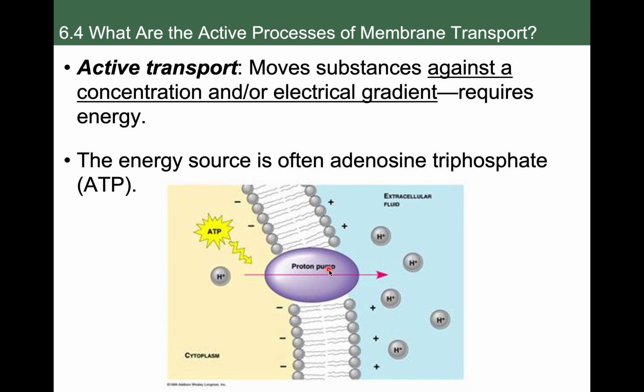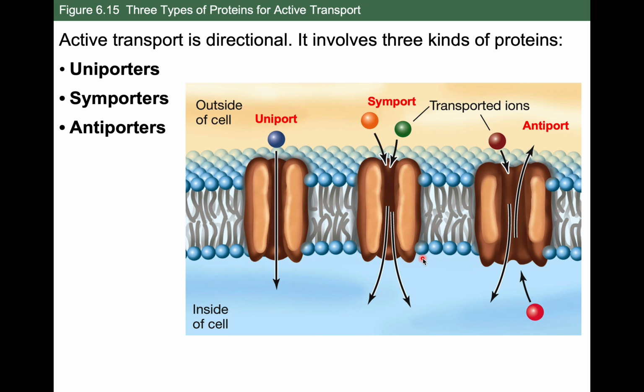And we can see this is a proton pump, so it's pumping hydrogen ions, aka protons. We can see that we need some ATP, right? We need that energy source to move these molecules against that concentration gradient. There are different types of active transporters. It's always directional, but that could be uniport, moving one molecule in one direction, symport, moving two molecules together in one direction, or antiport, moving two molecules in opposite directions across a membrane.